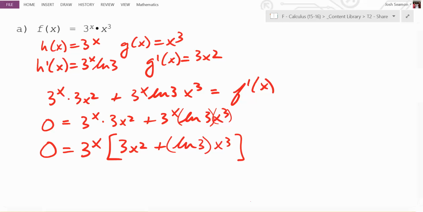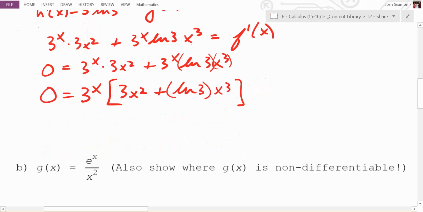First step, why do you put x to the x cubed? Now, what do you know about 3 to the x? What does that always have to be? Not 0. It's always greater than 0. So what's the only way this can be 0? When 0 is equal to 3x squared plus ln 3 times x cubed.